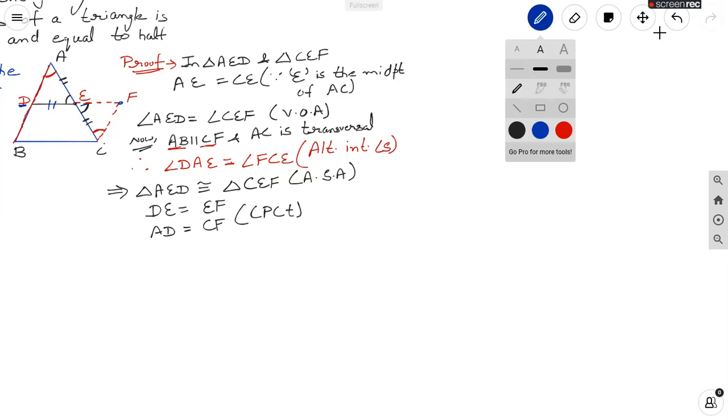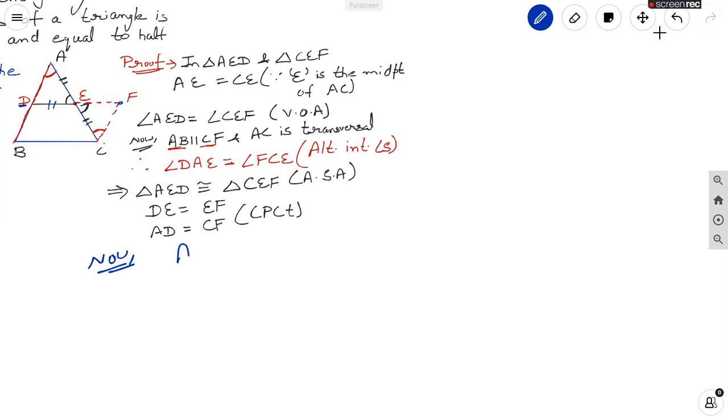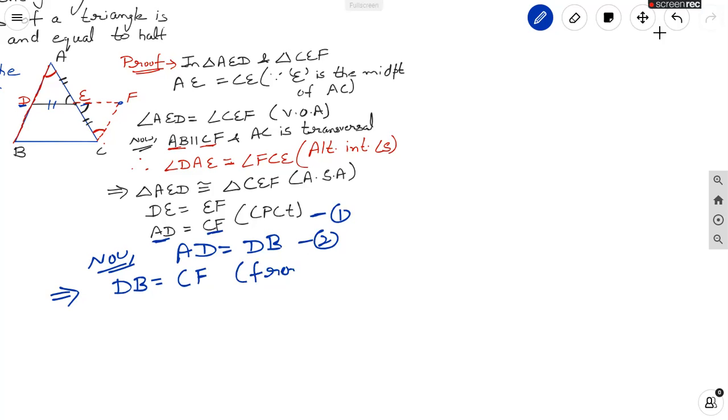Now AD is equal to DB because D is the midpoint, right? See, AD is equal to CF and AD is equal to DB, which implies DB is equal to CF. So this is the equation number 1. This is the equation number 2. Yeah, आप लिखोगे from 1 and 2, DB is equal to CF, right?